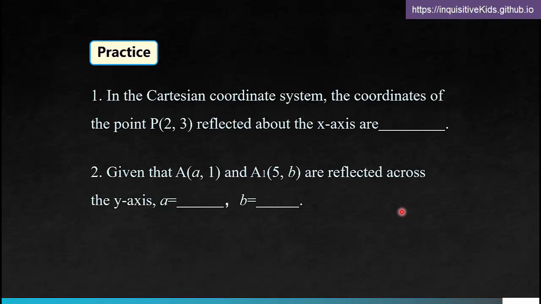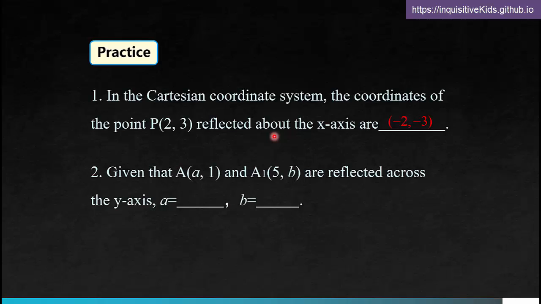Let's do some additional practice. In the Cartesian coordinate system, the point P (2, 3) is reflected about the x-axis. Given that A and its coordinates, A1, with coordinates (5, B), are reflected across the y-axis. So make an emphasis on that, reflected across the y-axis. What does A equal and what does B equal? I suggest you pause the video to solve these blanks on your own. And for the second problem, and the first, think about the patterns that we found earlier.